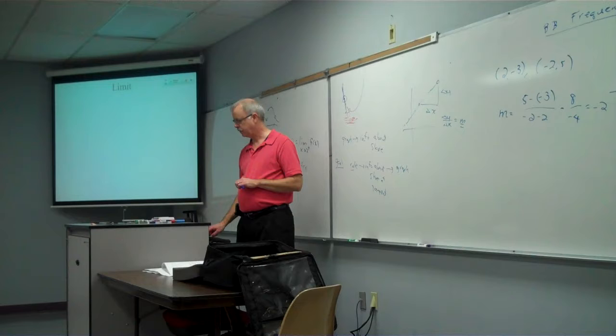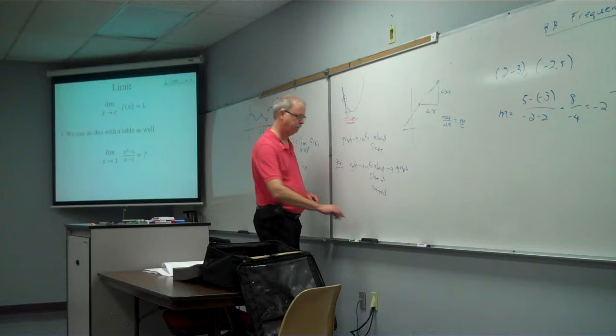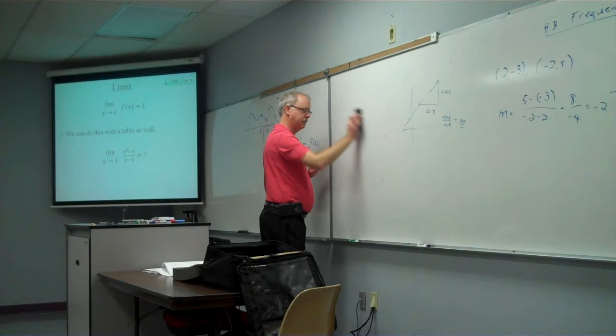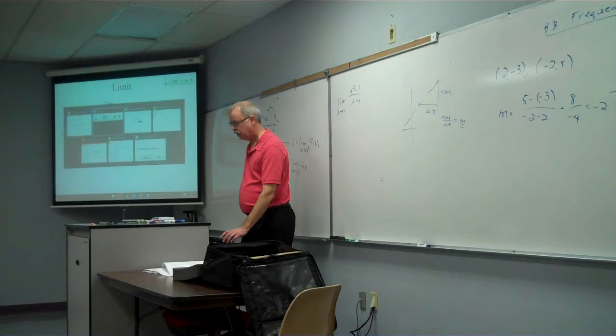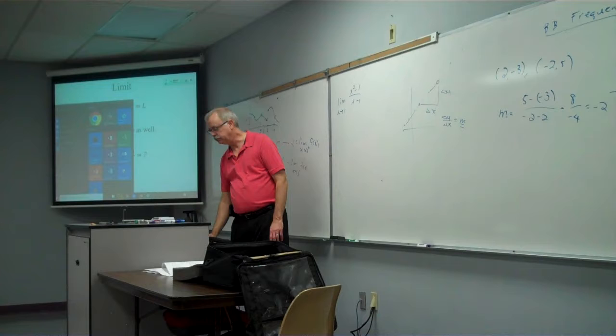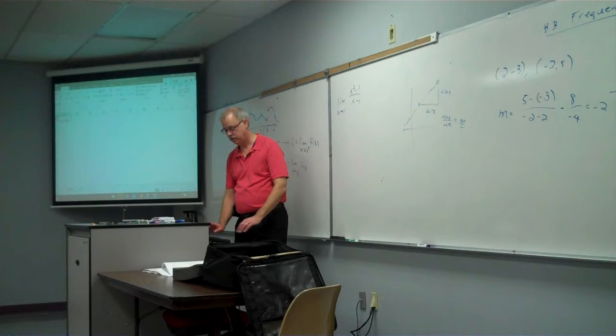Now, we can do this with a table as well. So, let's consider this example. Limit as x approaches 1 of x squared minus 1 over x minus 1. Couple different tables I want to work with here. Since we're in business calculus, let's pull up Excel and see if we can use the spreadsheet to get us some tables. So I'm going to make a table of x and f of x.